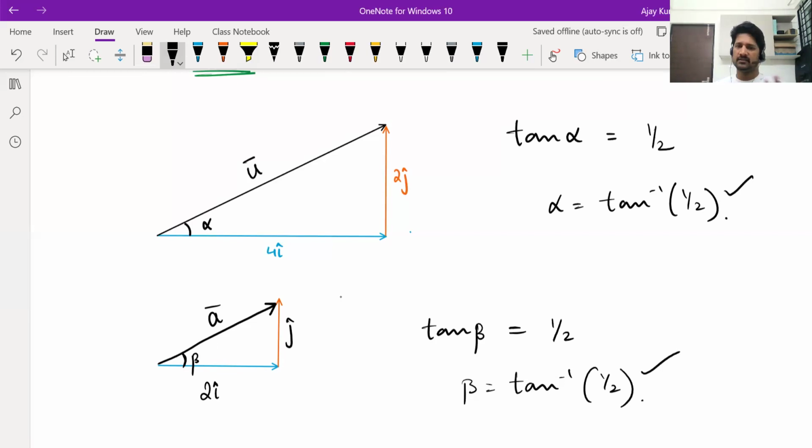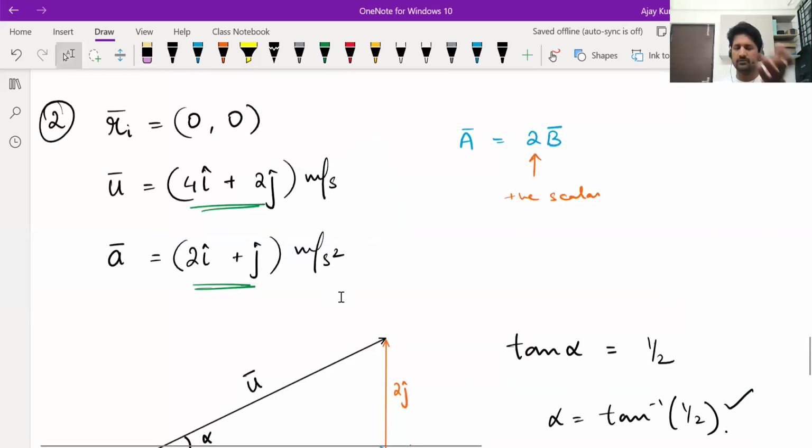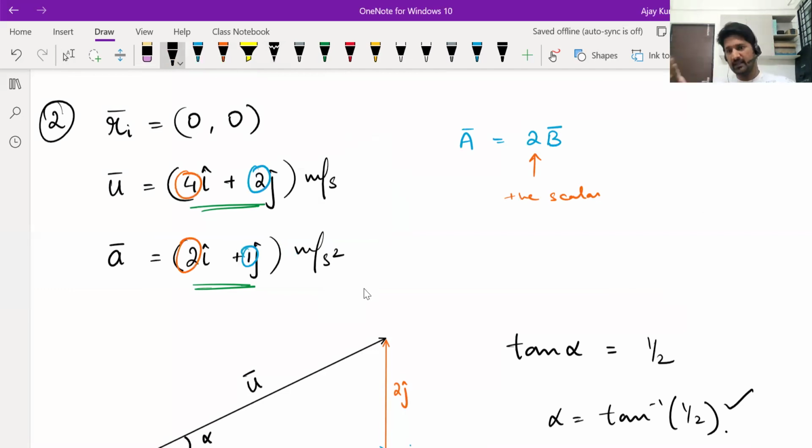See, generally, not just for this question, if there are two vectors having the same ratio for all the components, the ratio of x components equal to the ratio of y components, and in 3 dimensions you'll have a z component also, if all the components are in the same ratio, then the vectors will be parallel or exactly opposite to each other. When will they be exactly opposite? If the ratio is negative, means minus 2 I cap minus j cap.